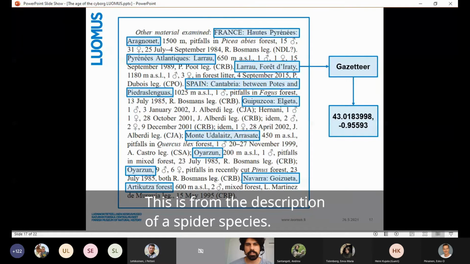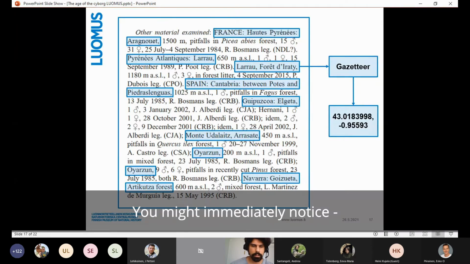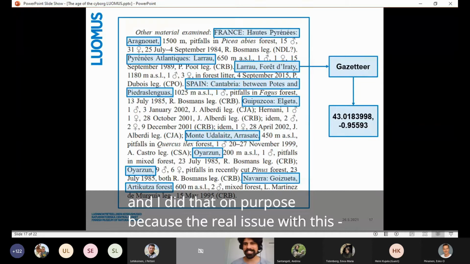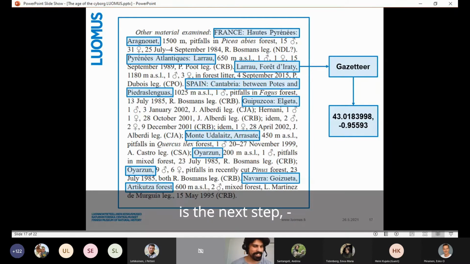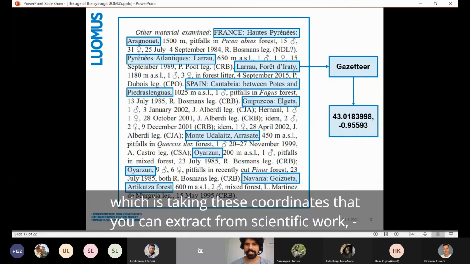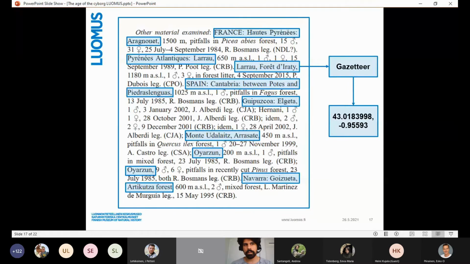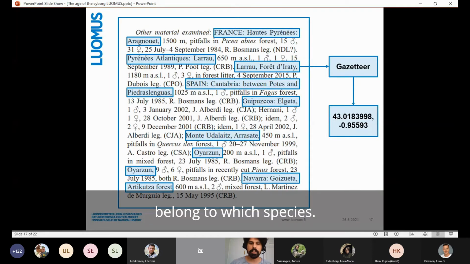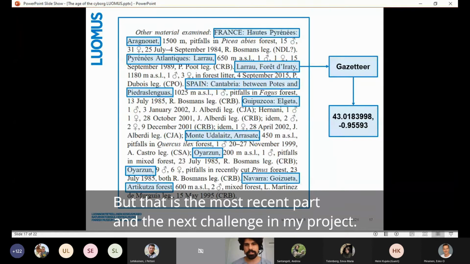This is from the description of a spider species, and you might immediately notice that there is no mention of the species here, and I did that on purpose because the real issue with this is the next step, which is taking these coordinates that you can extract from scientific work and then develop something that can understand which coordinates belong to which species, which is a work in progress. We have a couple of ideas, but that is the most recent part and the next challenge, I guess, in my project.